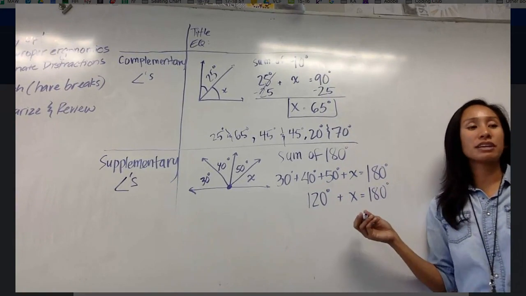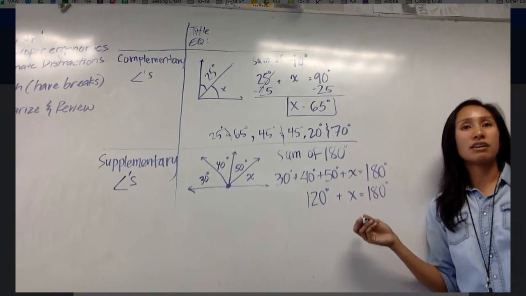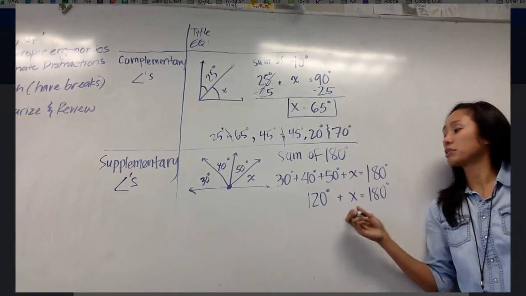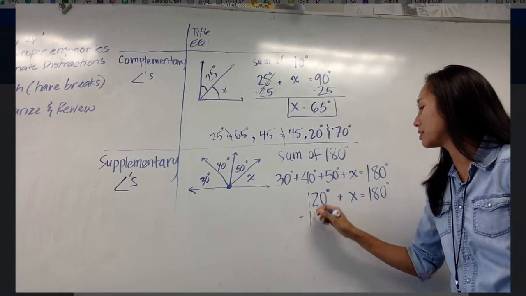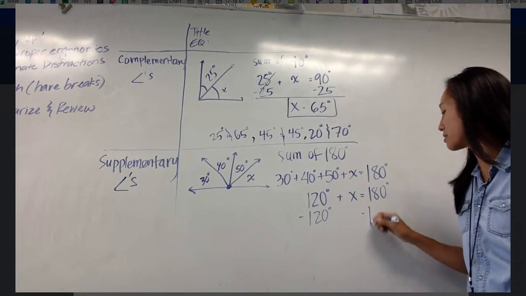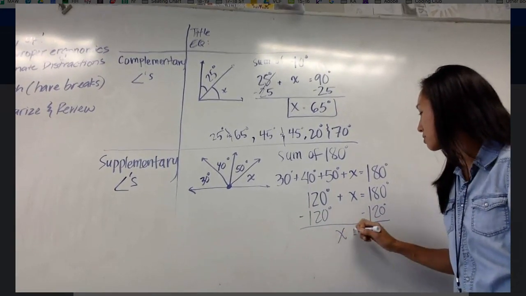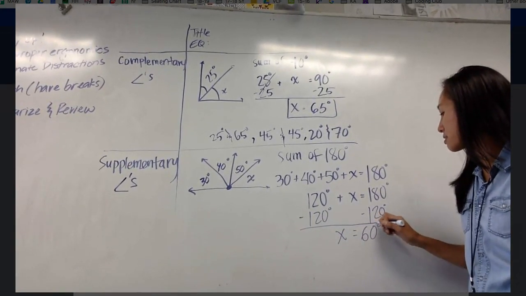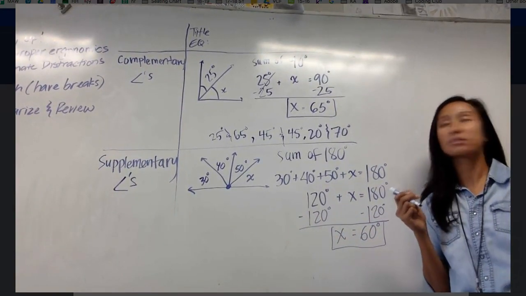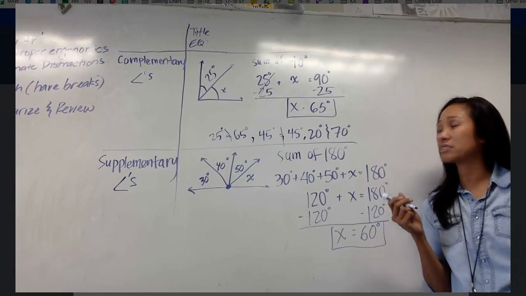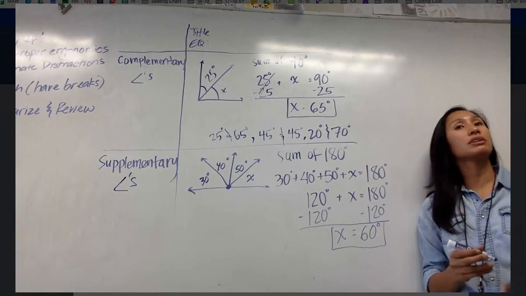Okay, I heard from you. Let's hear from the other 4. What do we do to solve for x? Minus 120 on both sides. X is equal to, like you guys said, 60 degrees. That's basically how you solve for supplementary angles. So if you're given anything that's missing, you just find the difference from all of that to 180.